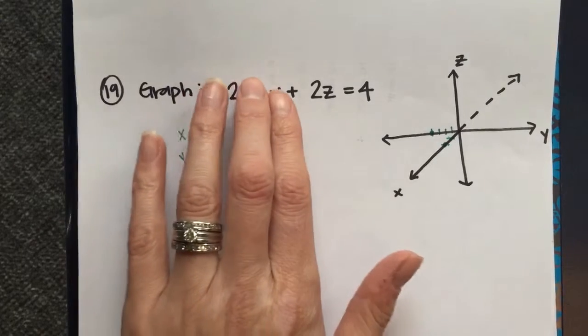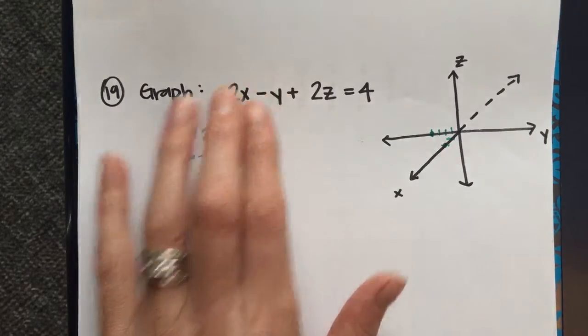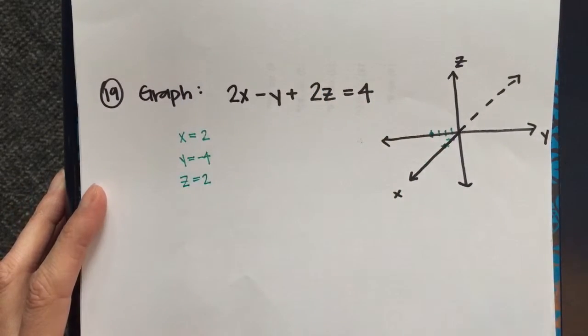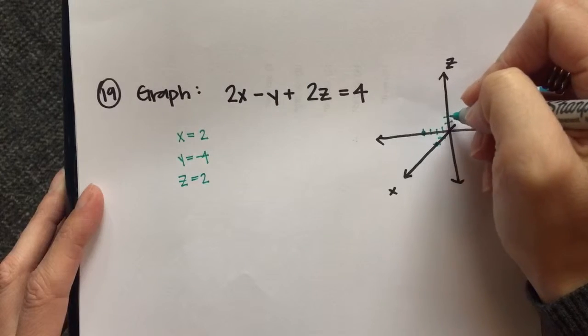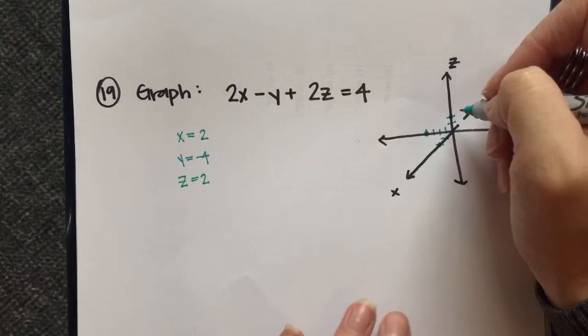If I put 0 in for x and y, 2z equals 4, and divide by 2, then z equals 2. So the z-intercept is positive 2. That's a third point. When you have an equation and you're solving the intercepts, those are 3 separate points.